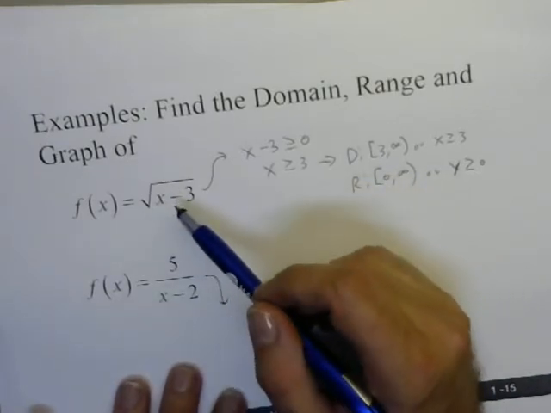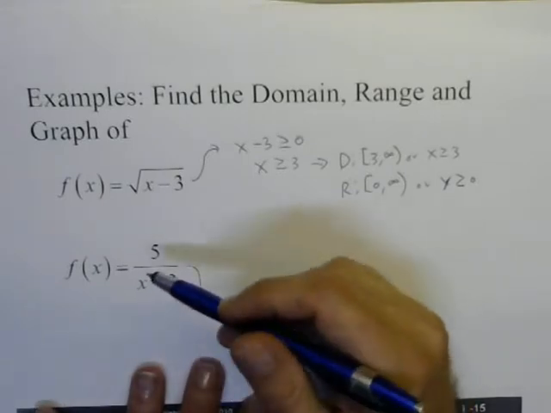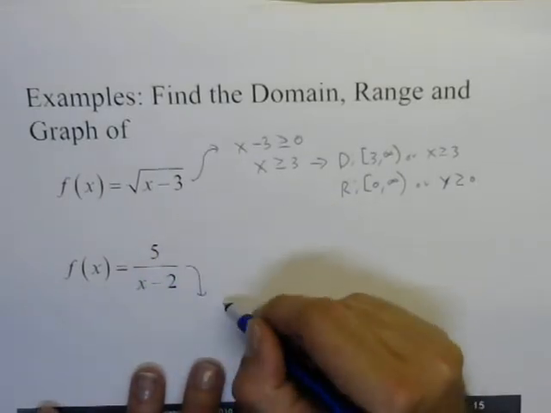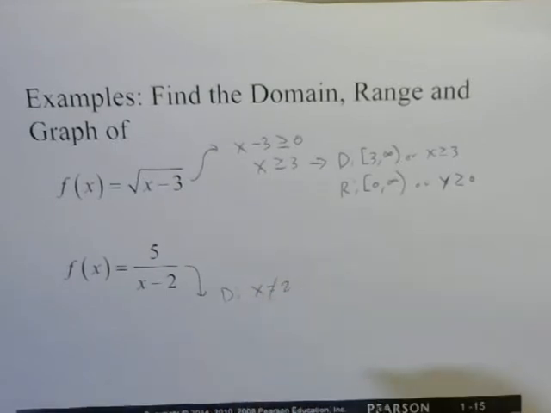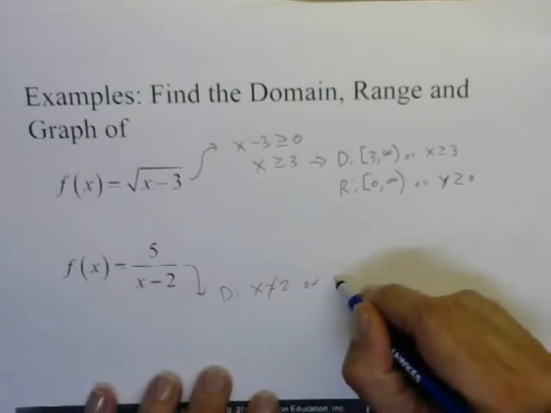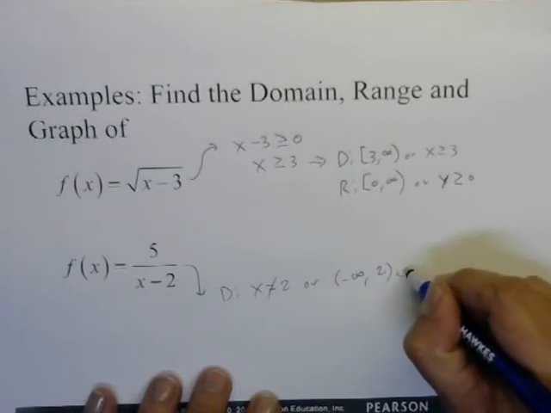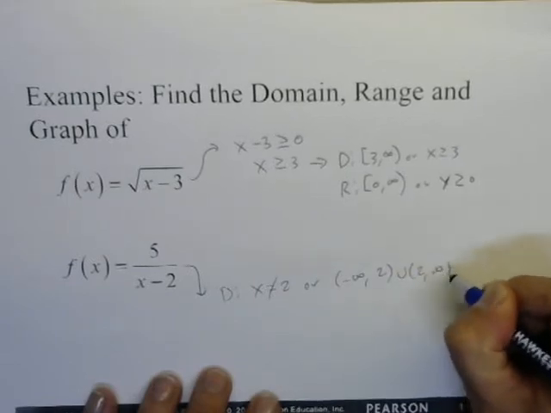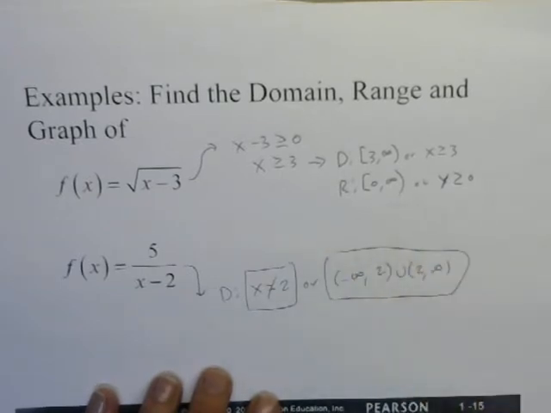So remember, one of the main things you need to worry about when you're dealing with the domain is you can't have negatives inside square roots. Another thing is you can't divide by 0. So in this case, the domain would be x can't be 2, because if you put 2 in for x, you get 0. Again, you could also write the solution this way: negative infinity to 2, union 2 to infinity. I don't care which way you write it. I think it's more efficient to write it that way, but whichever way you want is fine.